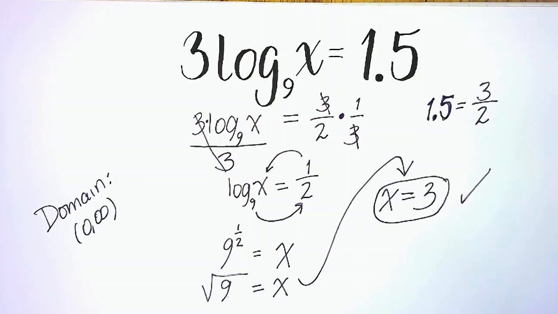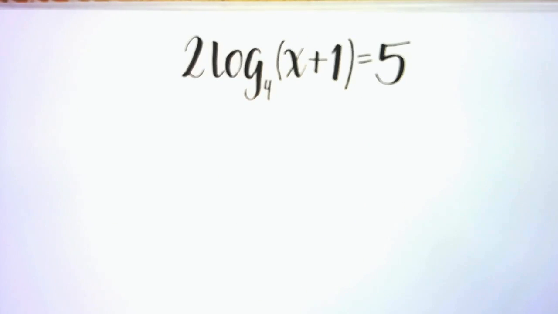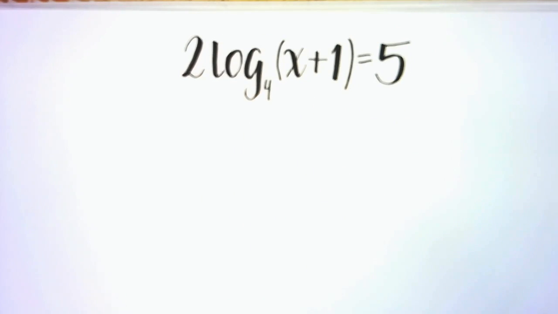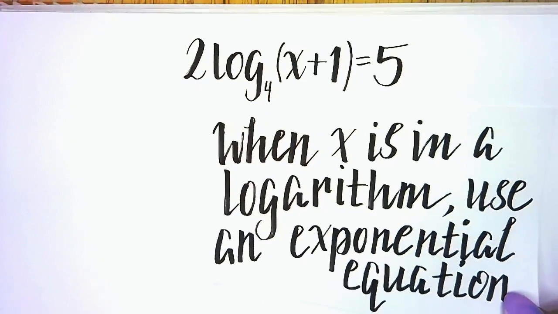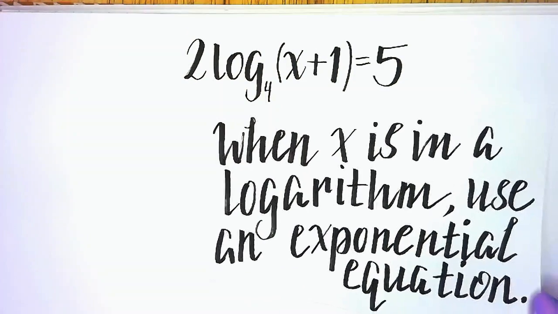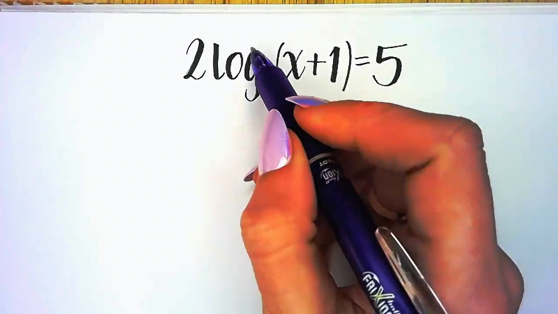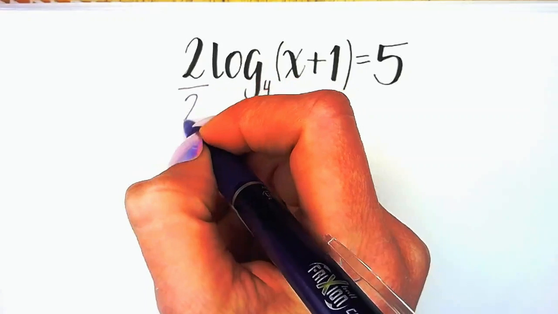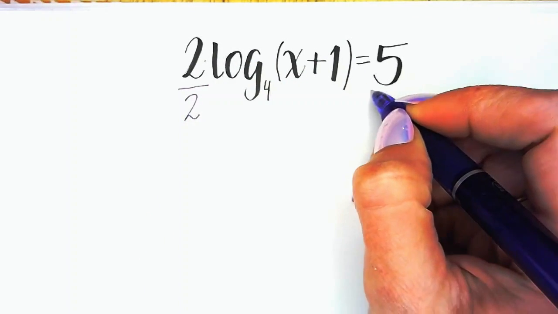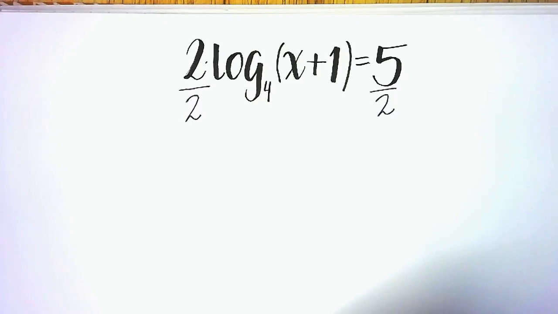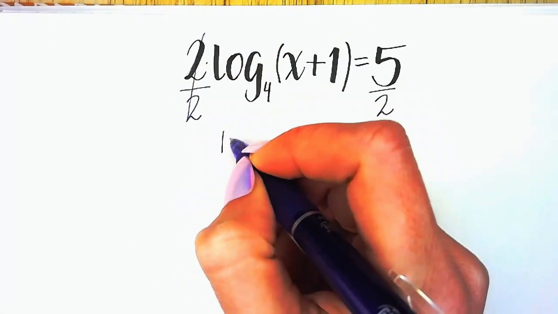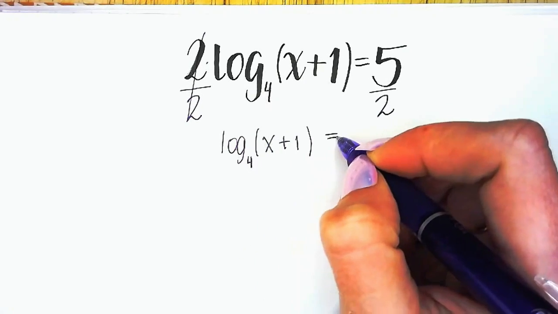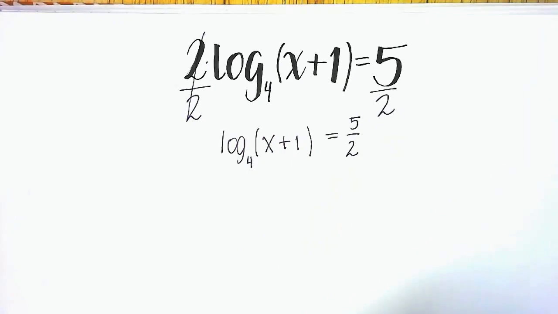Yes. 2 times log base 4 of x plus 1 equals 5. We're solving for x, and this time x is in a logarithm. And when x is in a logarithm, use an exponential equation. We do need to isolate the log base b of x portion first. That means we need to get rid of this 2 coefficient. We're going to do that by dividing both sides by 2. Log base 4 of x plus 1 is 5/2.